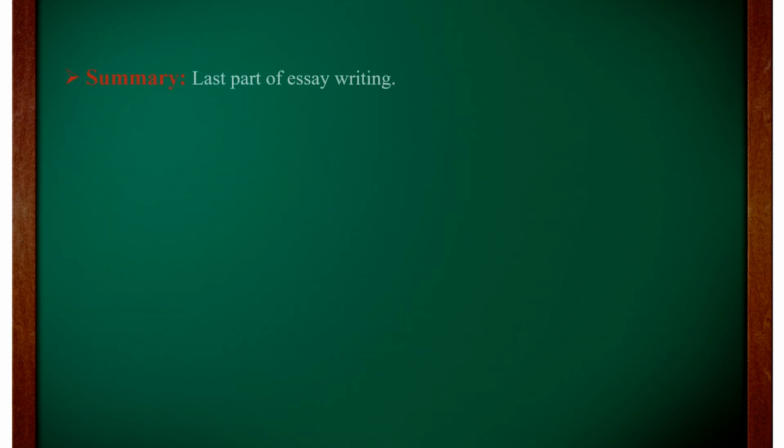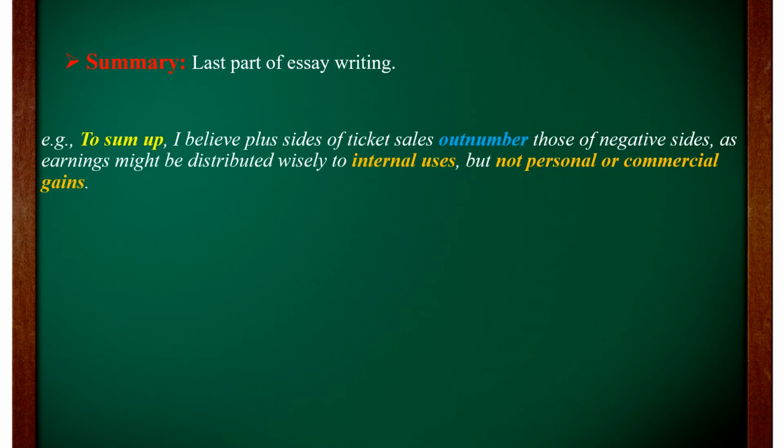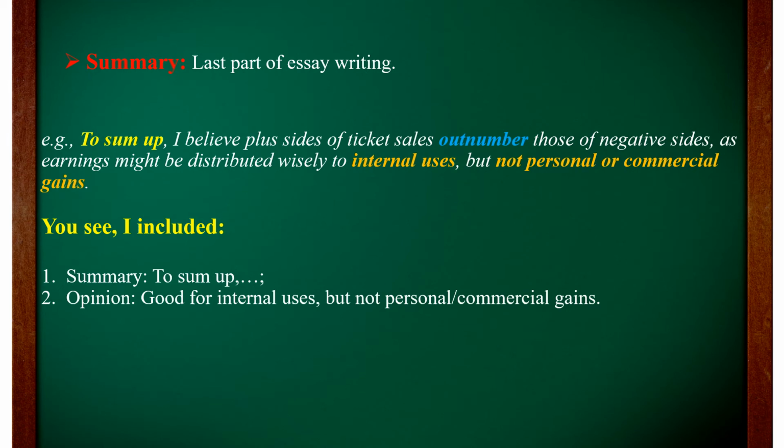Finally, the last part of essay writing is a summary section. I first kick off the summary by using a sentence connector, "to sum up", to signal to the reader that this is the final section of the writing. Then I included my opinion that charging a fee for museum entry has far more benefit for internal uses, but not for personal or commercial gain. In a personal viewpoint essay, opinion is a must in a summary section, so please include your opinion. If not, you will lose marks. One takeaway from this section is, when dealing with a personal viewpoint essay, please remember to include your opinion in the summary section.